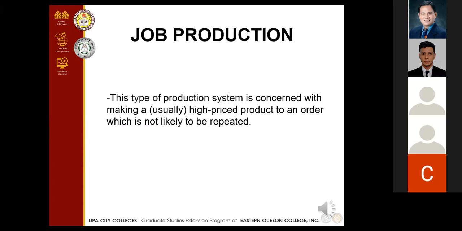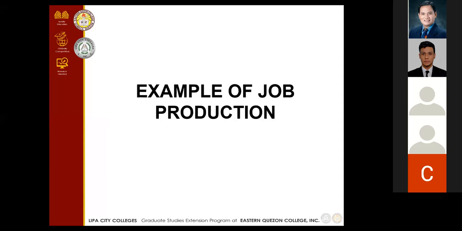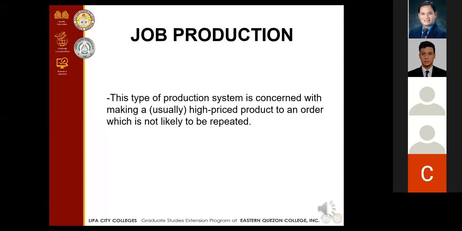So job production, this type of production system is concerned with making a usually high-priced product to an order which is not likely to be repeated. Kailangan nyo ng skilled workers who can be flexible in adapting their skills to producing just what the customers required. So a crucial consideration in job production is the fact that nearly all the production costs fall in one job.